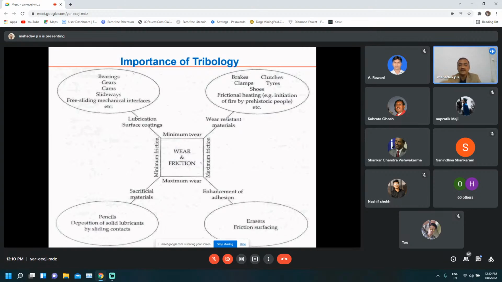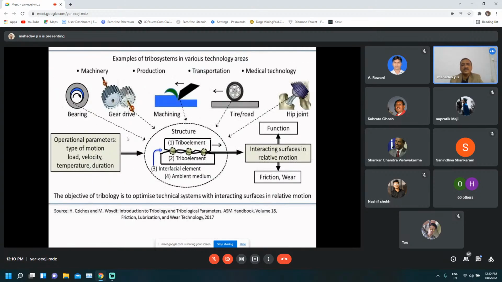Similarly, we need to have minimum friction and minimum wear in bearings, gears, cams, slideways, and many mechanical devices which are having motion. So basically, wherever there is motion, there is friction. Whenever two bodies are in contact with each other, having relative motion between them, that results in tribological approaches, I mean tribology. Wear means the loss of material because of the movement between the two materials.